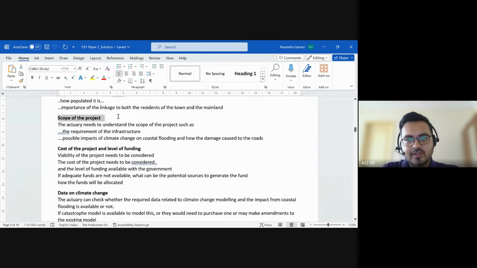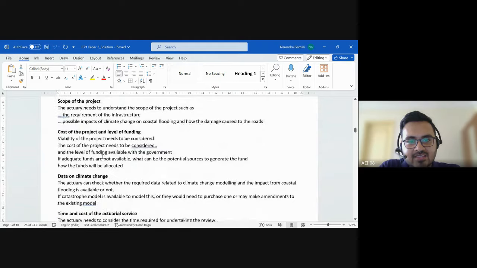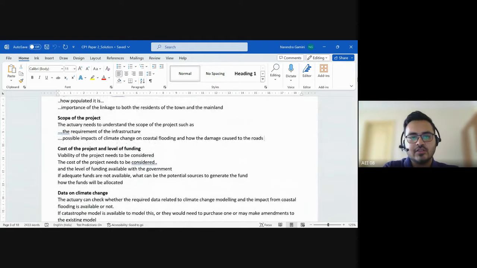Next, scope of the project, which is again an important thing. You need to understand what the scope of the project is, what the requirement is, and whether or not you have sufficient technical knowledge. I'm not sure whether the candidate has done this. The actuary needs to understand the scope, the requirement, possible impact.